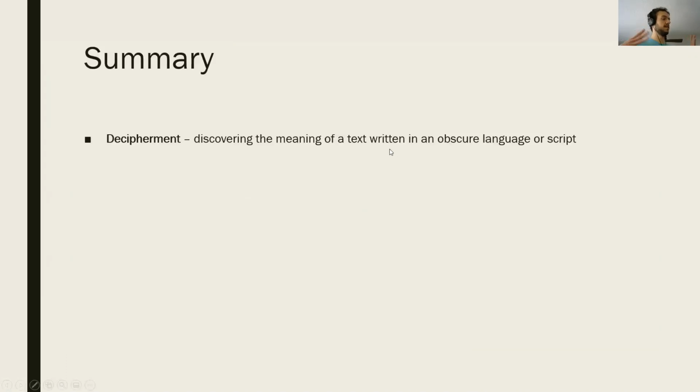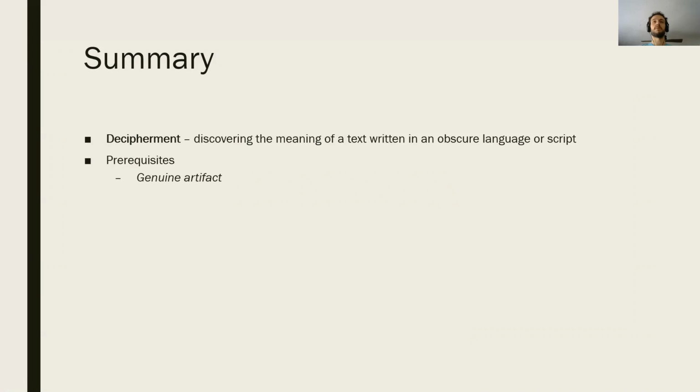So in this module, we talked about decipherment, which is the process of discovering the meaning of a text which is written in an obscure language or script. Remember that there were some important prerequisites which we need before we begin a process of decipherment to uncover the meaning of an ancient writing system.